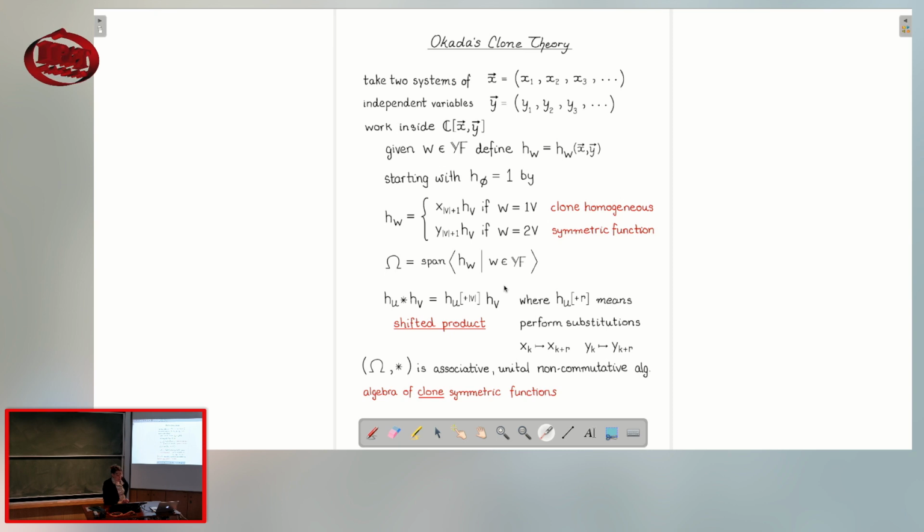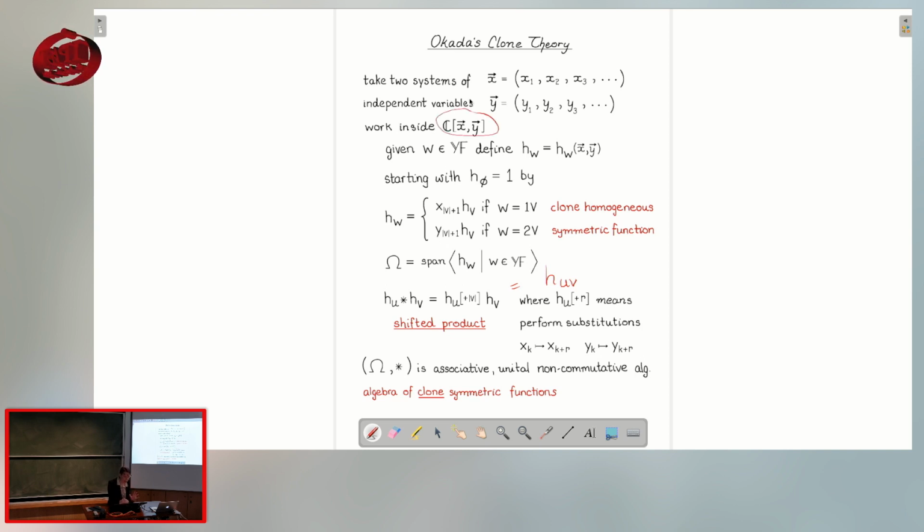Isn't it just the product, isn't it h of the concatenation uv? Yes, it is exactly that. So this is h_uv. And which is clearly non-commutative.